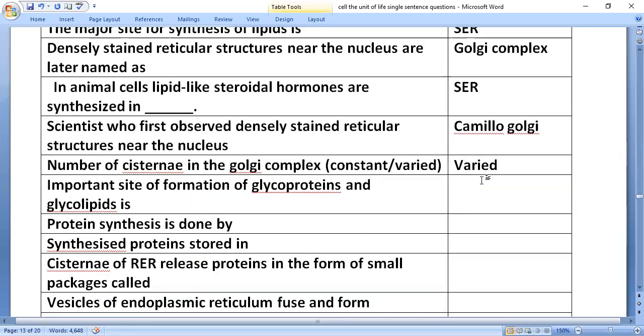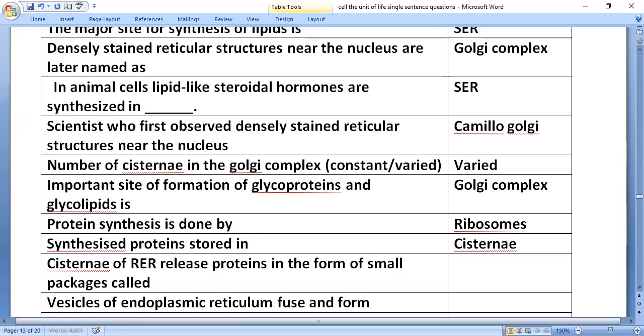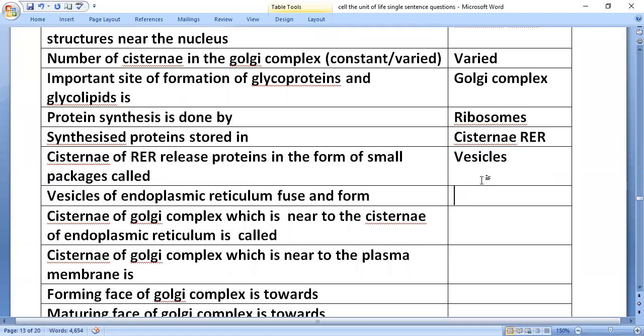Important site of formation of glycoproteins and glycolipids is Golgi complex. Protein synthesis is done by ribosomes. Sorry, synthesized proteins are stored in cisternae of rough endoplasmic reticulum. Cisternae of RER release proteins in the form of small packages called vesicles. Vesicles of endoplasmic reticulum fuse and form cisternae of Golgi complex.